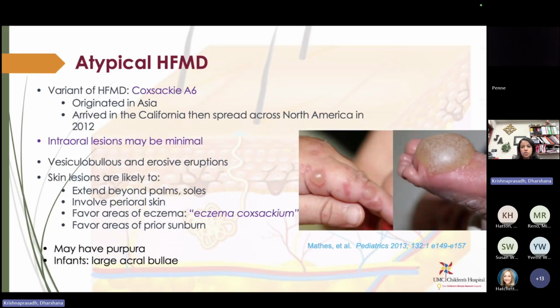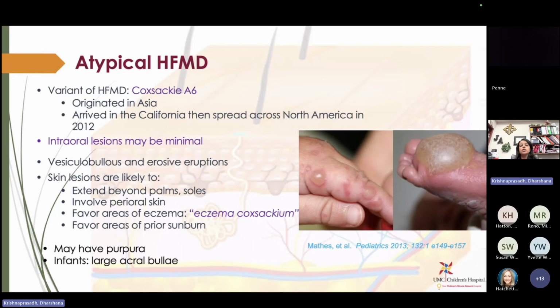Atypical hand, foot, and mouth. I just wanted to show some other pictures, which are not usually like our regular hand, foot, and mouth. In this condition, the intraoral lesions may be minimal. Sometimes they can have vesicular, bullous, or erosive eruptions in these kiddos. They can also extend beyond the palms and soles and can sometimes involve the perioral skin.